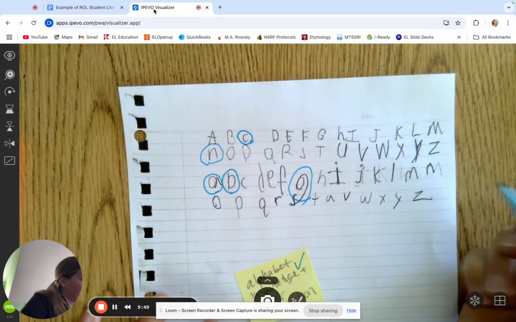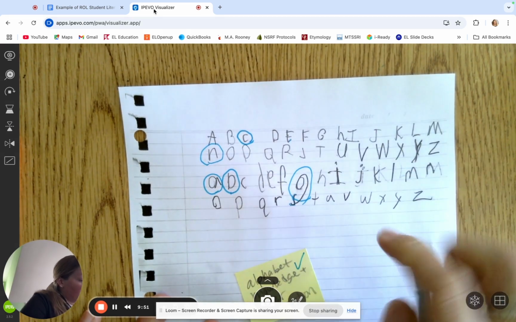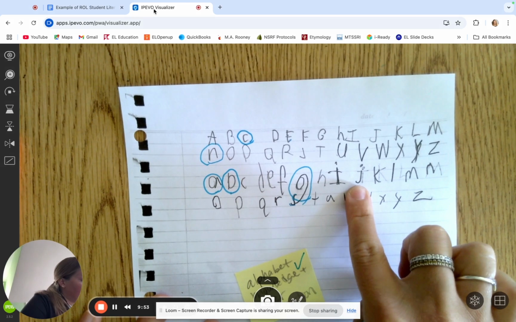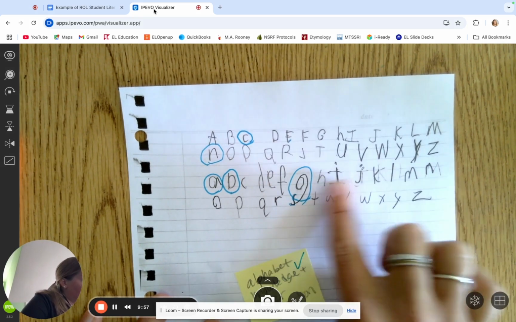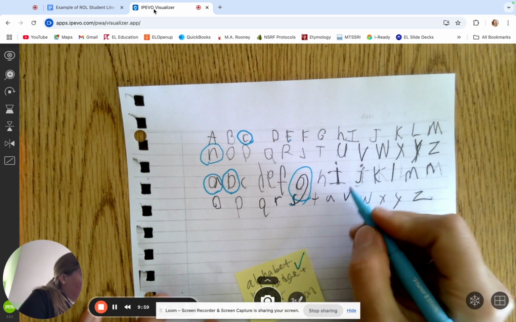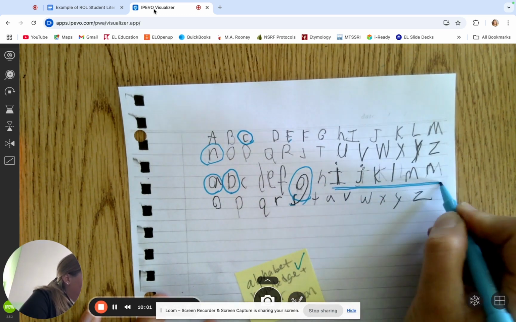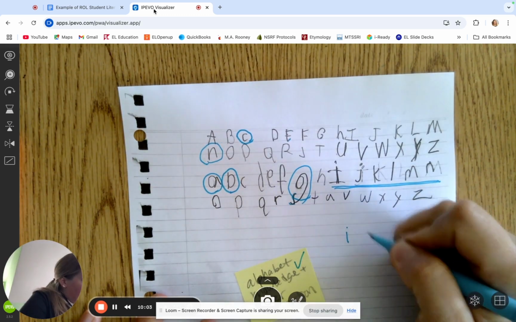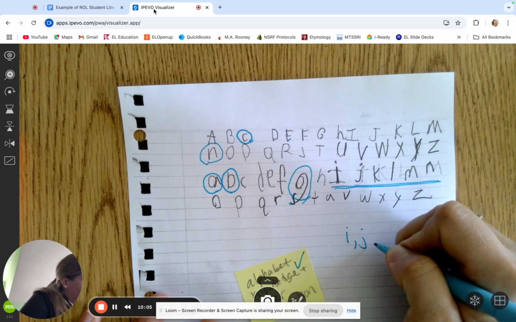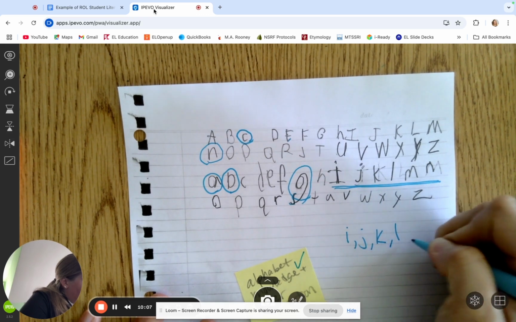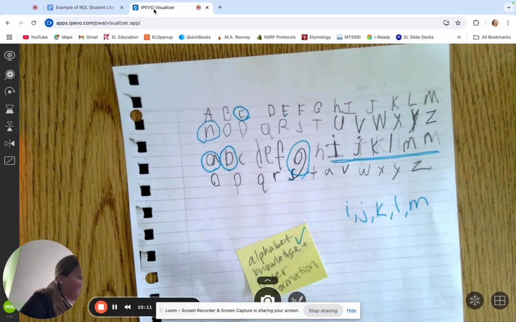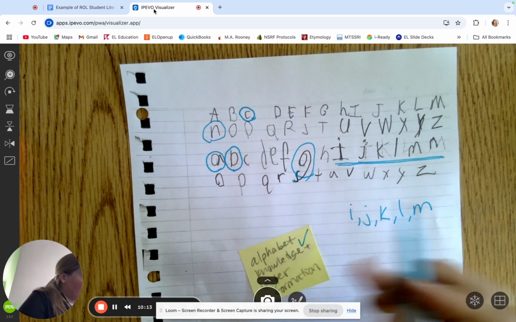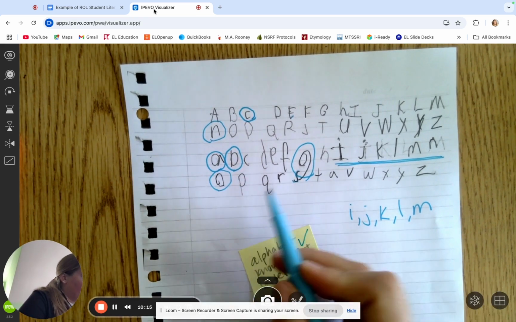It was the student's S, H-I-J. So you'll see here the student did a capital I, capital J, capital K, capital L, capital M, and then erased them and fixed them. So that means they're not automatic. So we need to keep working on I, J, K, L, M. Keep practicing with the student until they're automatic and they don't have to stop and think about how to make those letters. This looks like a capital O.